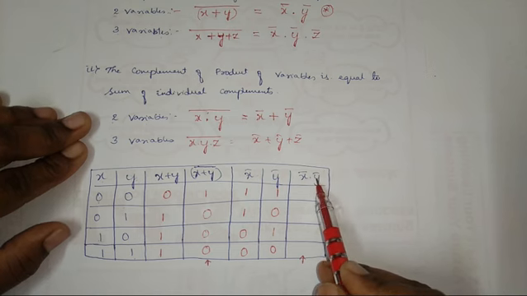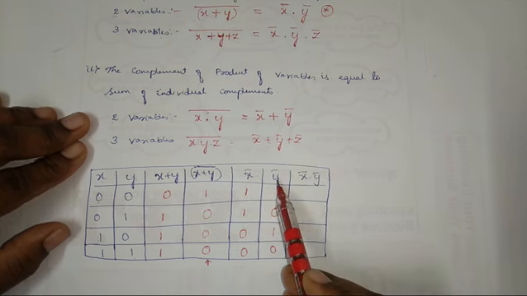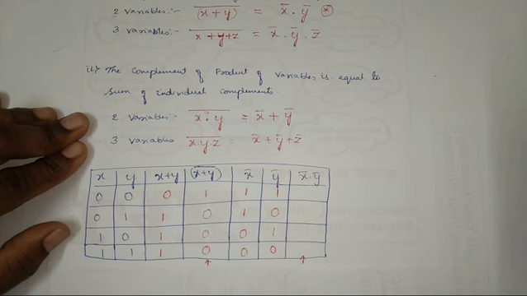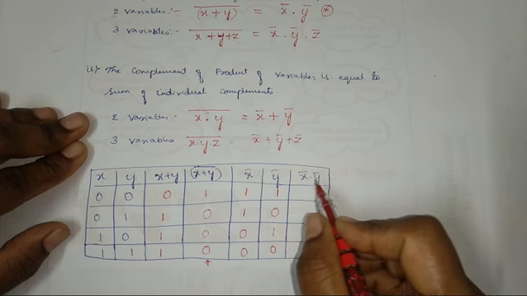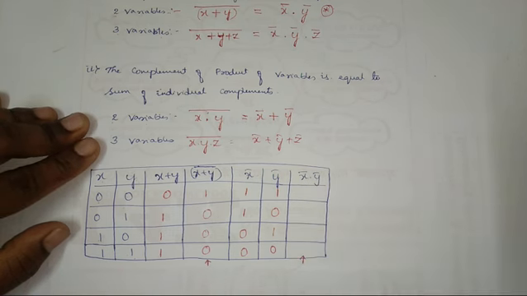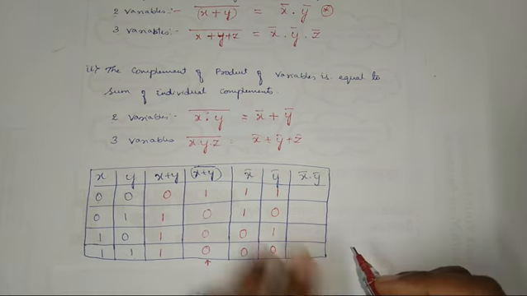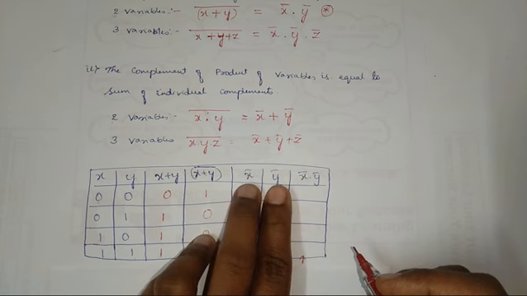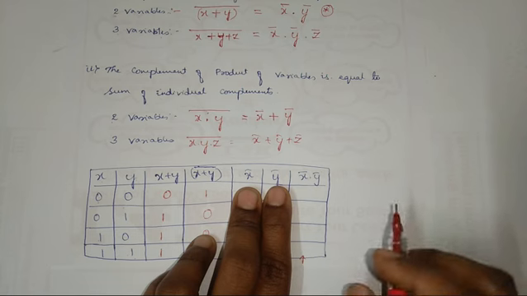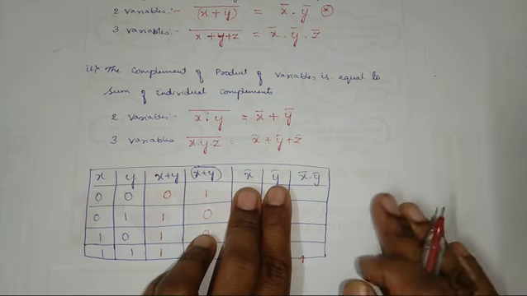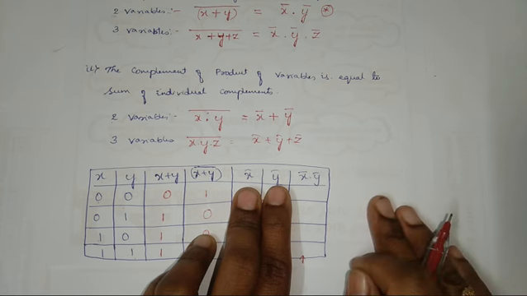Next step is x bar into y bar. What are the ingredients I need here? X bar and y bar. What operation do I have to perform here? Here I have to perform an AND operation. In an AND operation, all the inputs must be 1. If all the inputs are 1, then the output will be 1, right? So take these two columns. Just search whether all the inputs are 1 or not. If all the inputs are 1, then only write 1. If not, don't write anything.